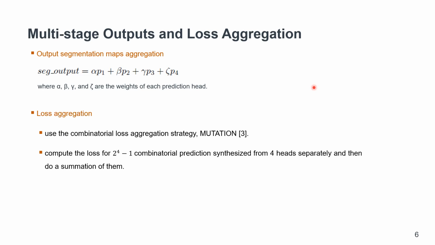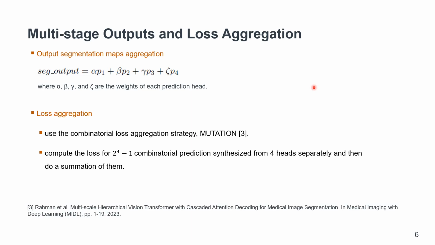And in case of loss aggregation, we follow the strategy proposed by Rahman et al. In this case, we compute the loss for 2⁴ - 1 combinatorial predictions synthesized from 4 heads separately and then add them up for optimization.